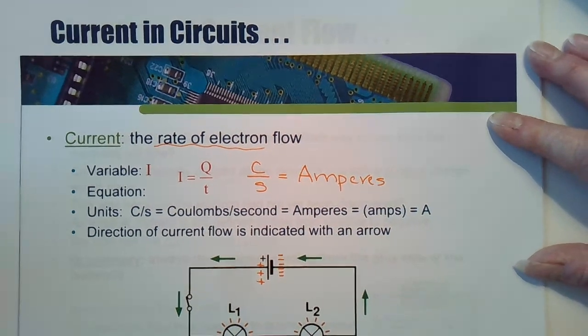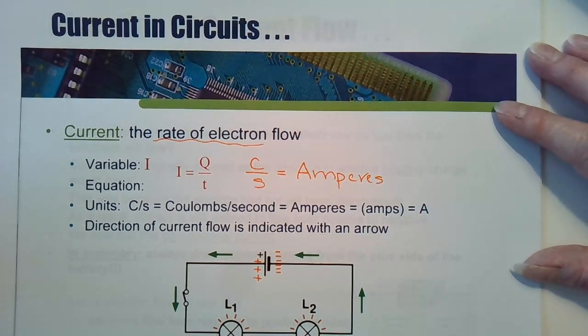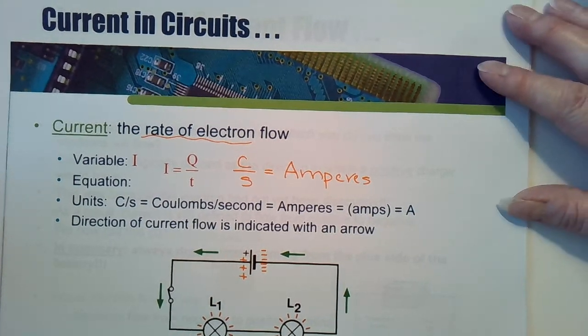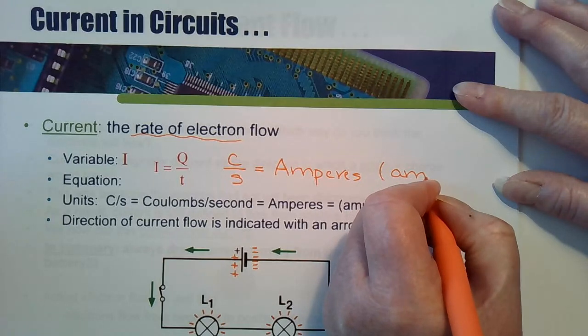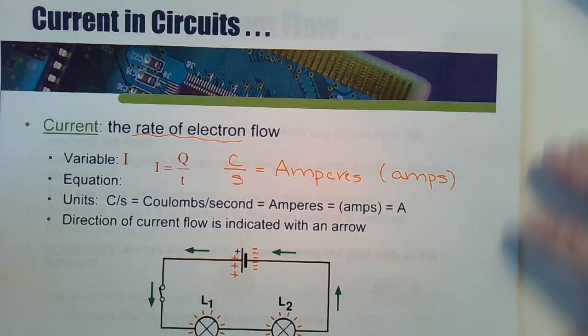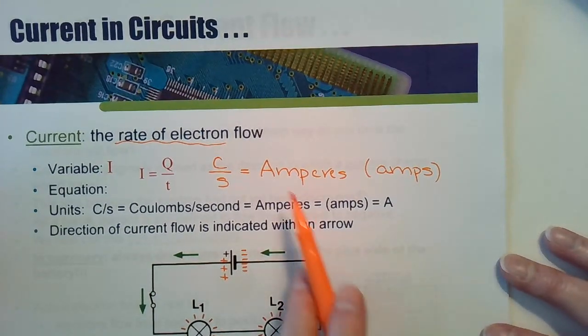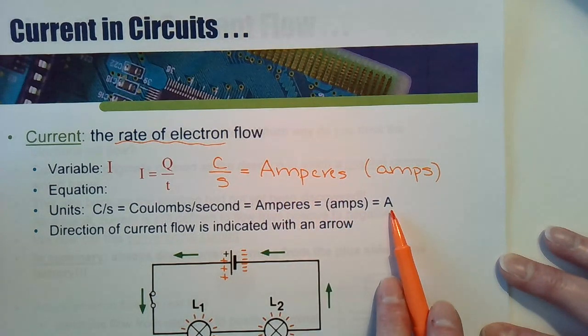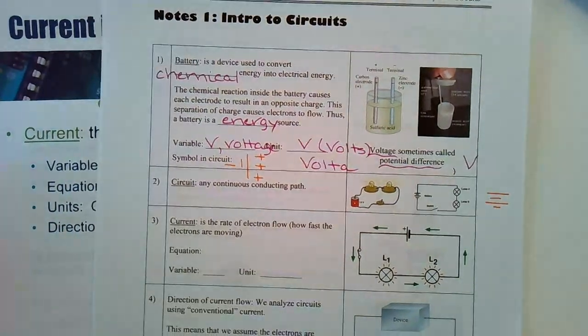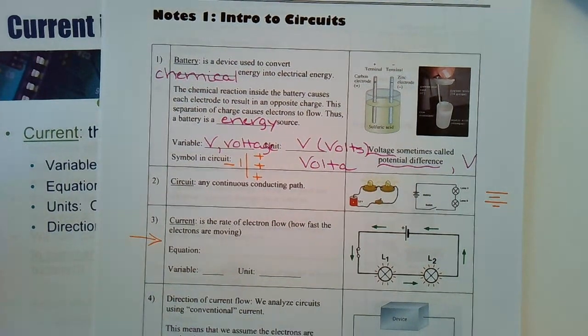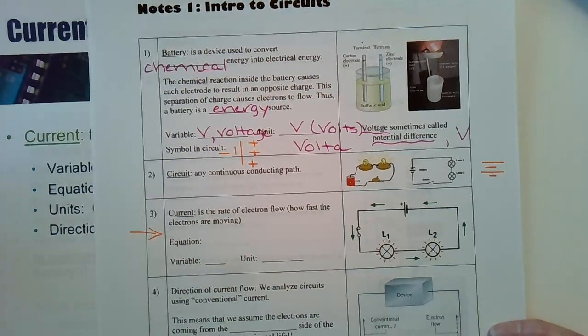And so the unit of current is amperes. But sometimes, in everyday language, we get a little lazy and we sometimes call it amps. So it's okay to call it amps, but if you want it to have a variable, it's going to be capital A. And so all of that information can be put here in box number 3.